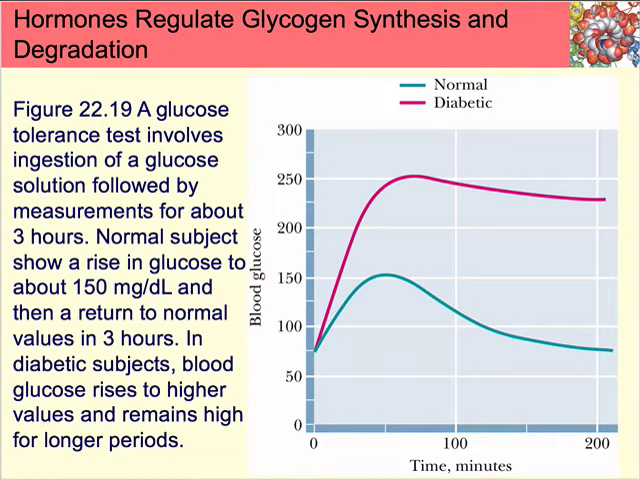This shows the results of typical glucose tolerance tests for normal and diabetic subjects. Ingestion of glucose at time 0 here raises glucose levels in normal subjects to about 150 milligrams per deciliter, and those levels return to normal after about 3 hours. On the other hand, diabetics typically see glucose levels rise to 250 milligrams per deciliter or more after a meal, and those levels then tend to stay high for hours later.